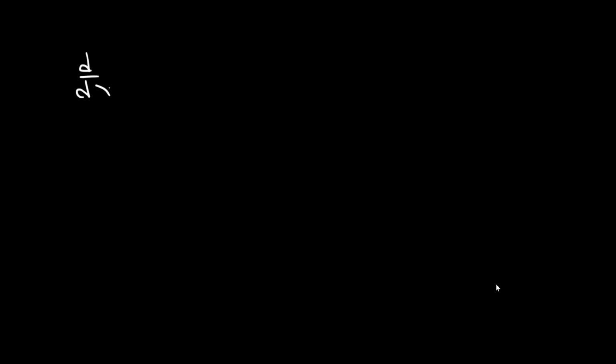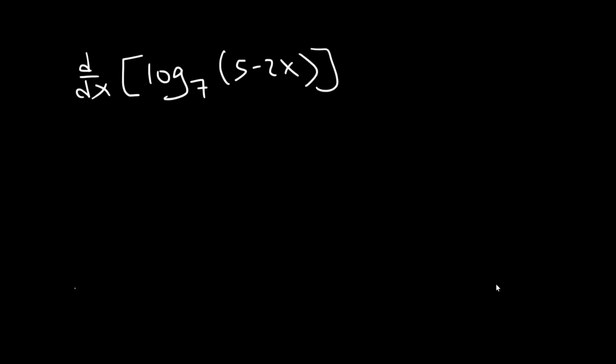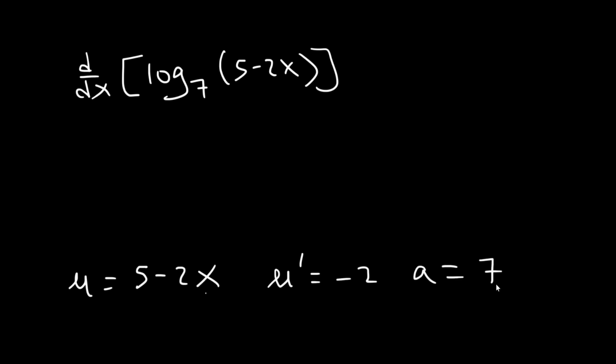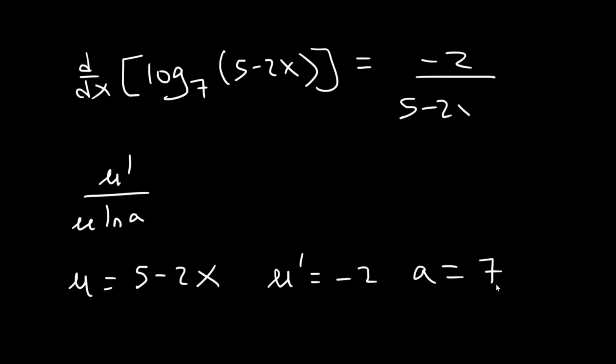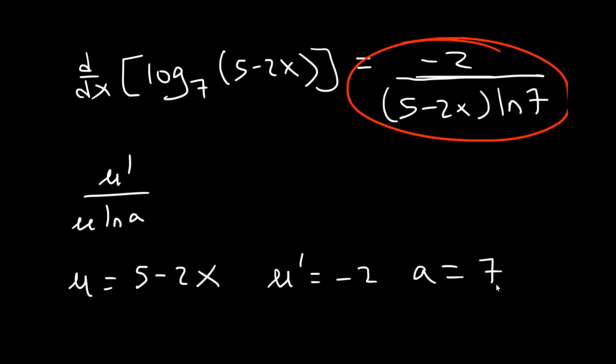Try this one. Log base 7 of 5 minus 2x. So u is 5 minus 2x. U prime, that's going to be negative 2, and a is 7. So the formula, it's u prime over u ln a. So u prime is negative 2, and then u is 5 minus 2x times the natural log of the base. So the natural log of 7. And that's it for that example.